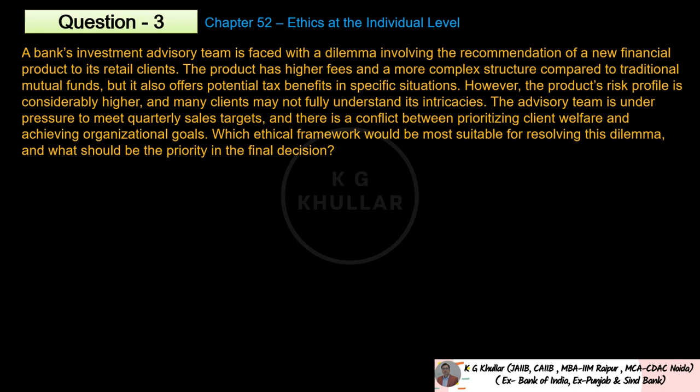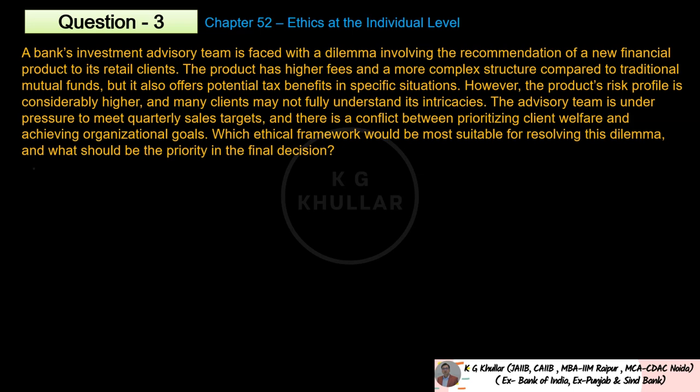However, the product's risk profile is considerably higher and many clients may not fully understand its intricacies. The advisory team is under pressure to meet quarterly sales targets, and there is a conflict between prioritizing client welfare and achieving organizational goals. Which ethical framework would be most suitable for resolving this dilemma, and what should be the priority in the final decision? And these options are given to you.